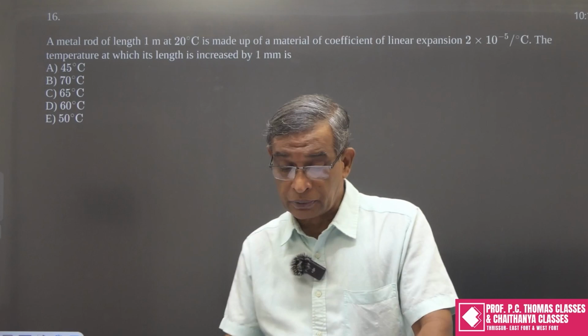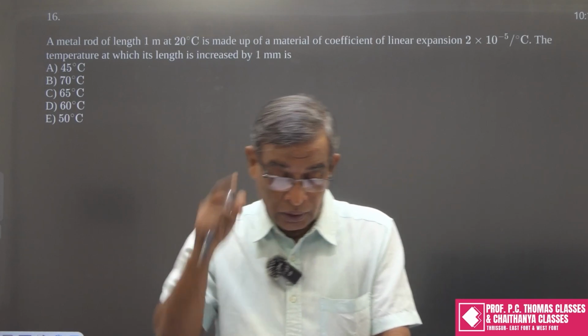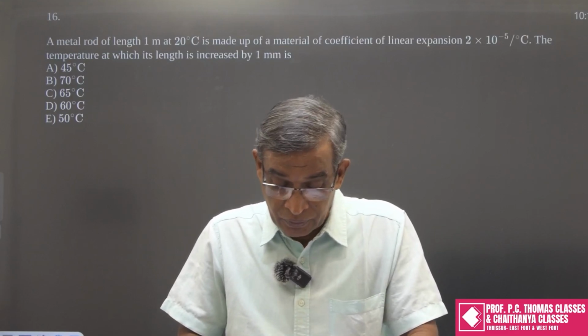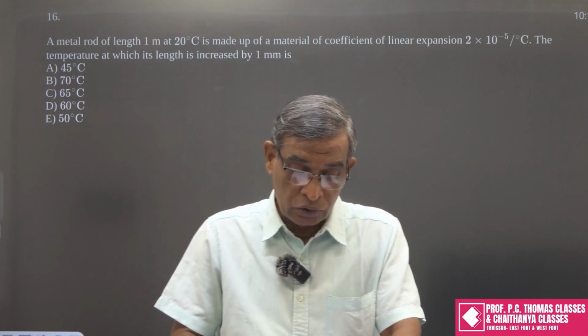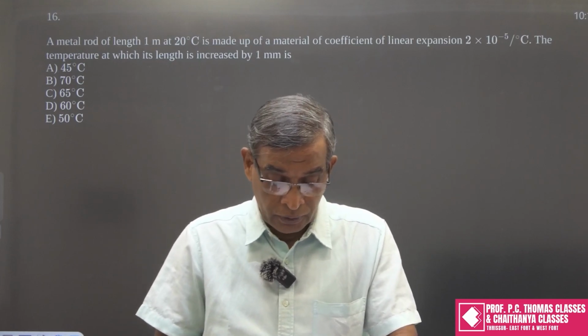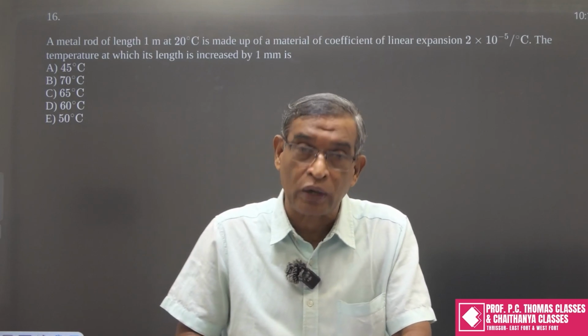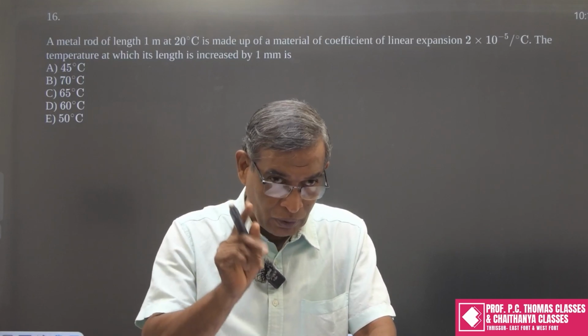Next question. A metal rod of length 1 meter at 20 degrees centigrade is made of a material with coefficient of linear expansion 2 into 10 raised to minus 4 per degree centigrade. At what temperature is the length increased by 1 millimeter?